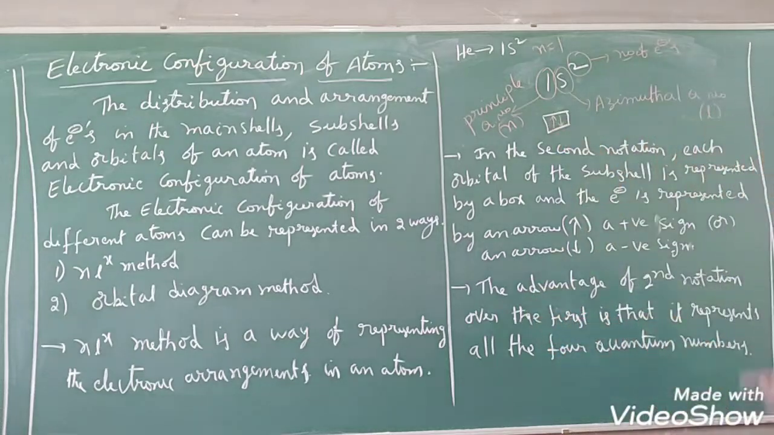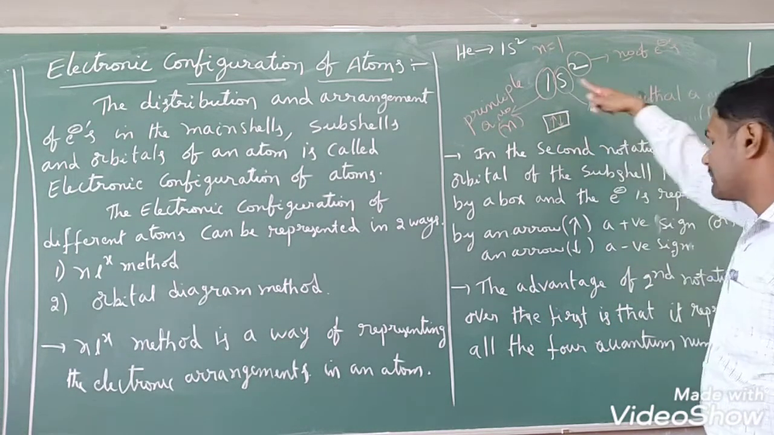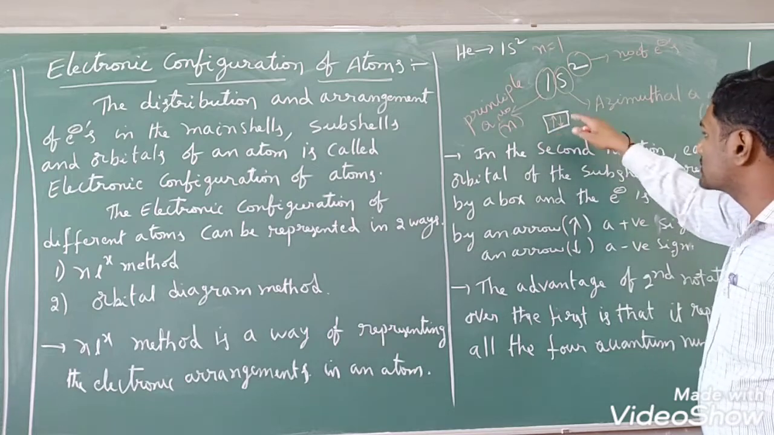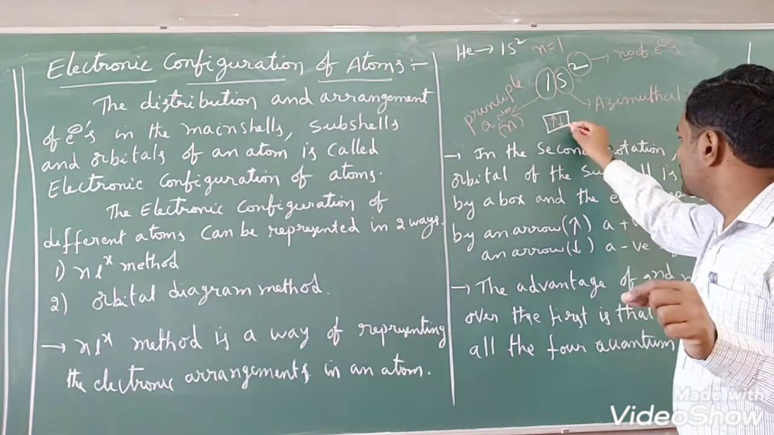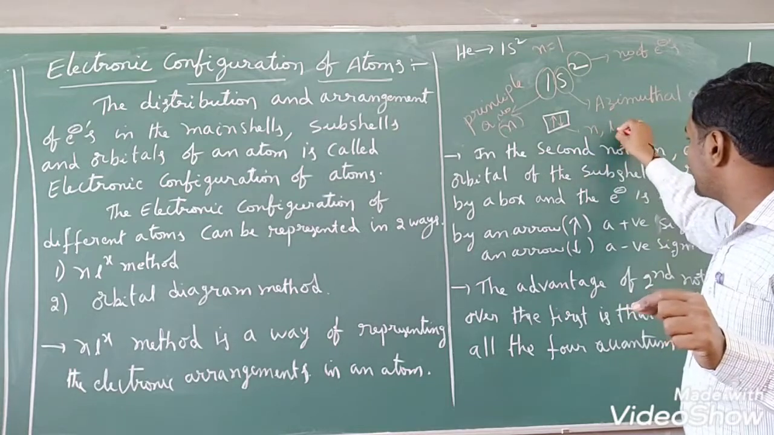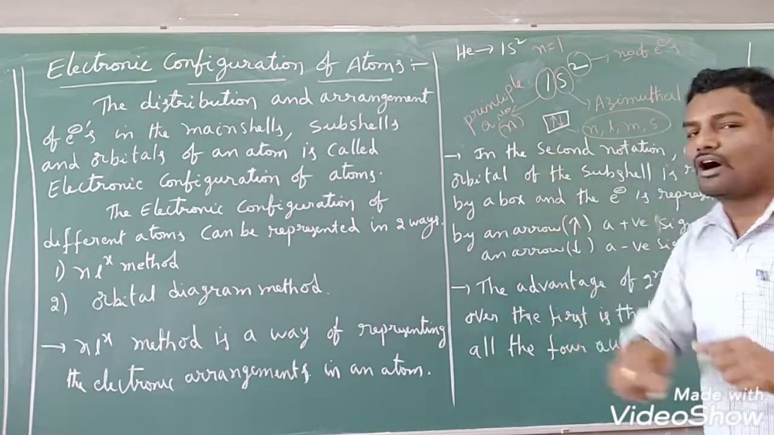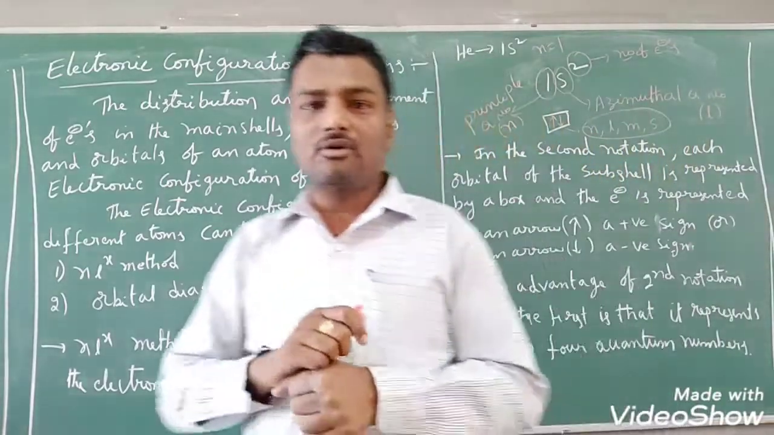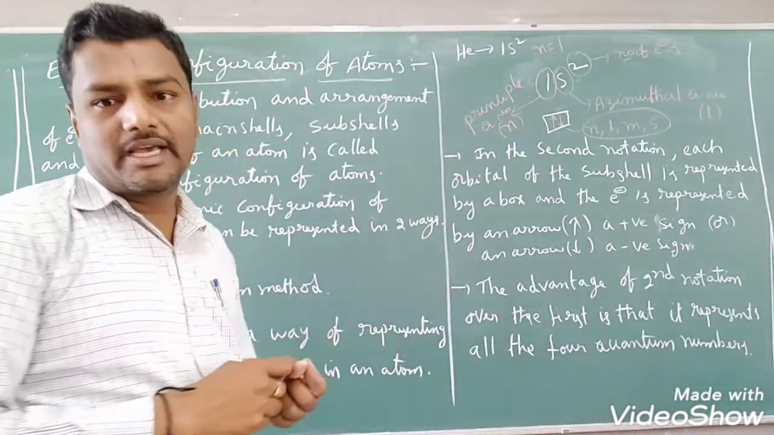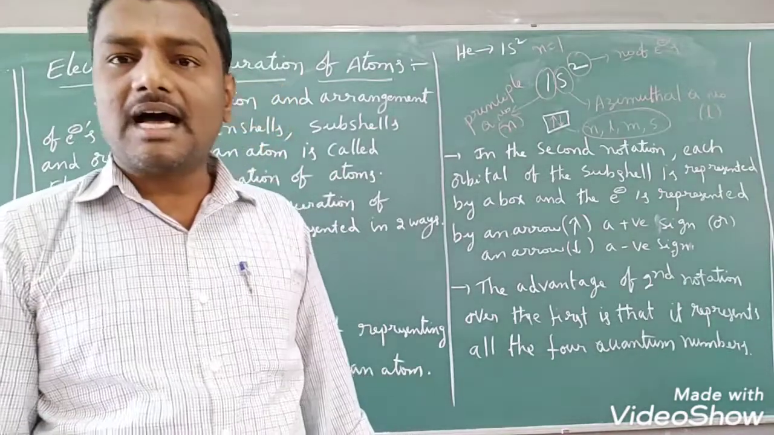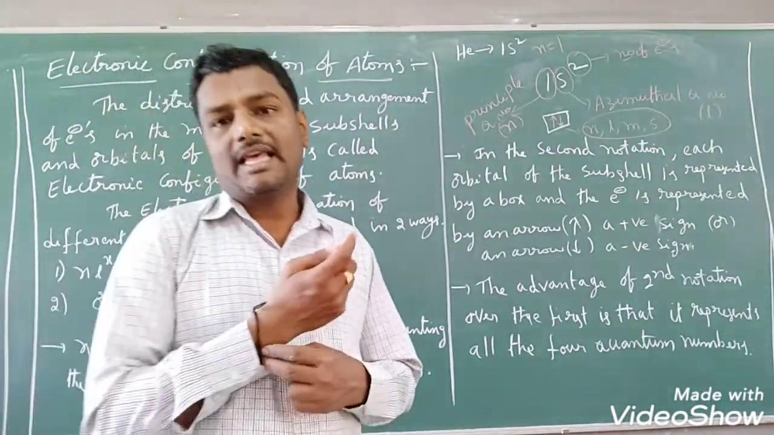So the main advantage of the second notation over the first is that it represents all the 4 quantum numbers. Suppose 1s2, if you put it in a box like this, we can write the n value, l value, m value and s value also, students. So all the 4 quantum numbers we can write by using the second method. This is the way of representing the various electrons in an atom.